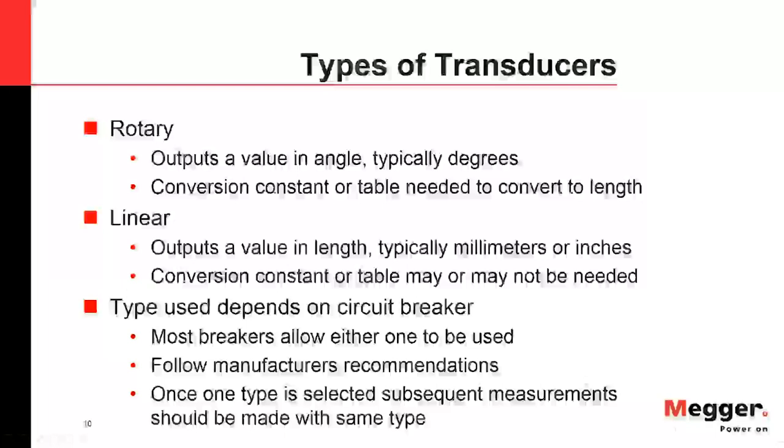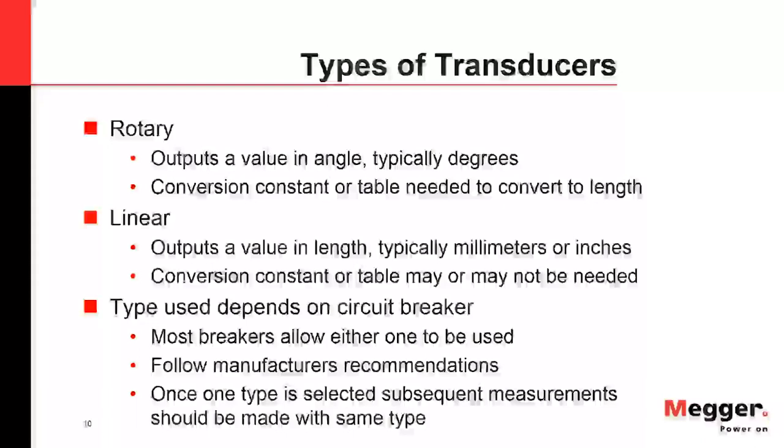So that was a little background on transducers, why they're important, and what we'll be measuring with them. But now let's look at the different types of transducers that we may have here. There are 2 main types, rotary and linear. With a rotary, you're measuring and outputting a value in angle, typically degrees. Sometimes I have seen it in radians before.